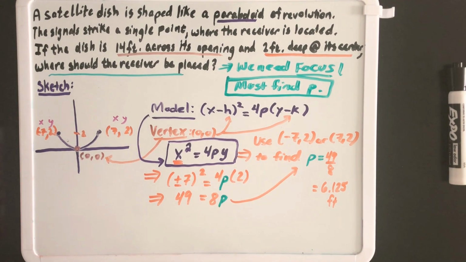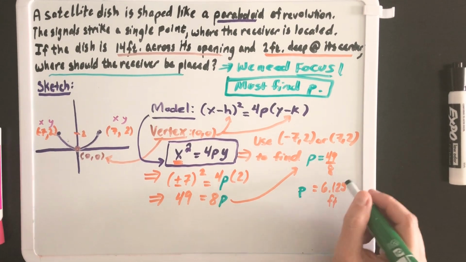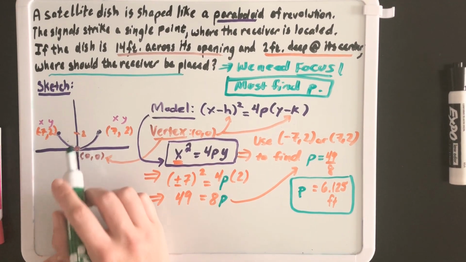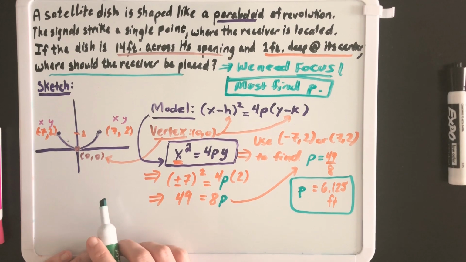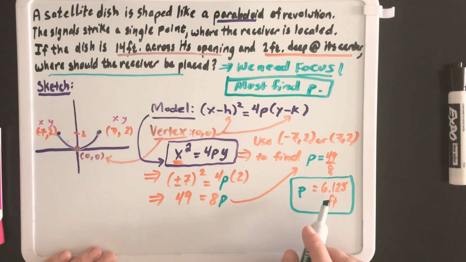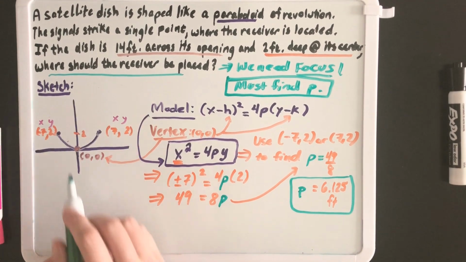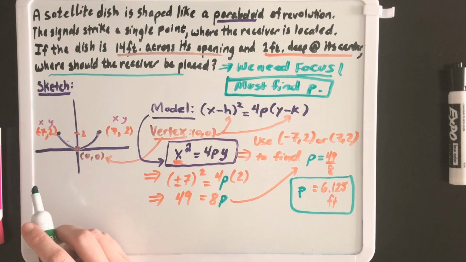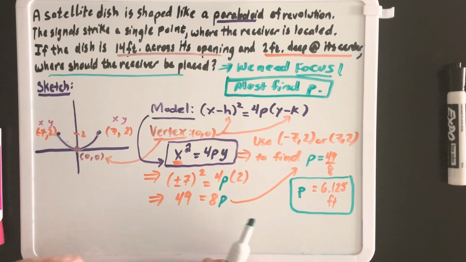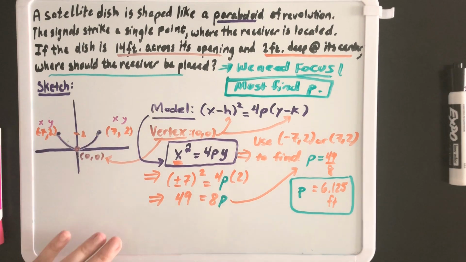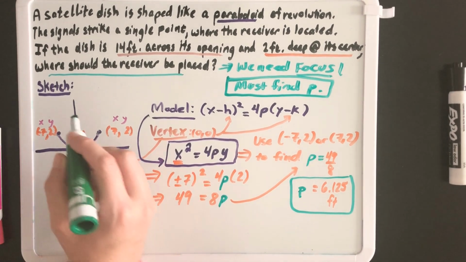So what is that telling me? Well, it's not 2, is it? So sometimes it will turn out that that depth is actually where the focus is. But this time, that's not where the focus should go. It should go 6.125 feet from the base of the dish, right, along its axis of symmetry. It should go up 6.125 feet if I've oriented it up. If I had oriented it to the right instead, it would have gone 6.125 feet to the right of the vertex.